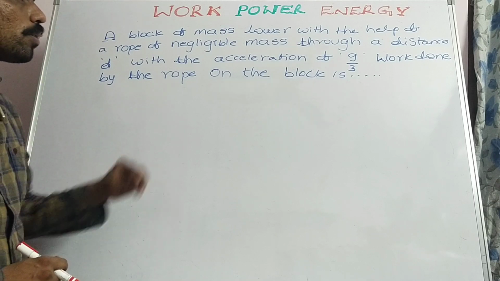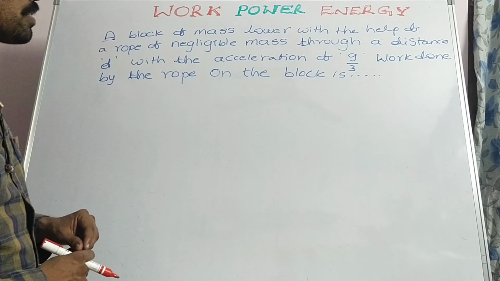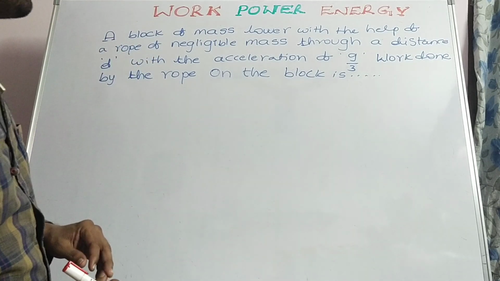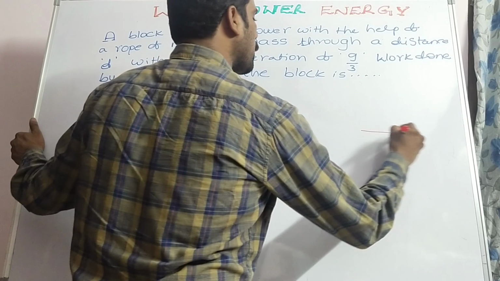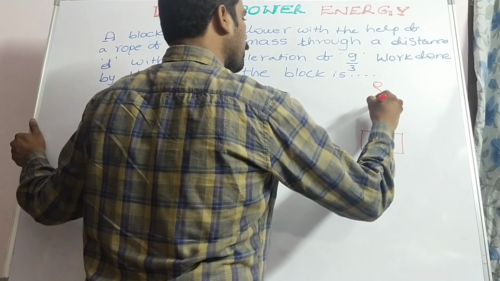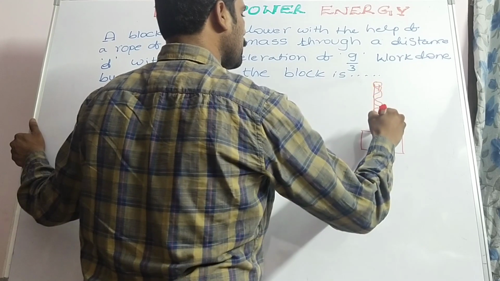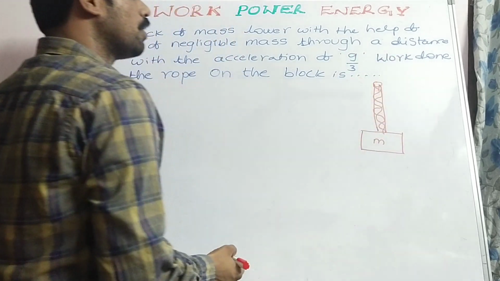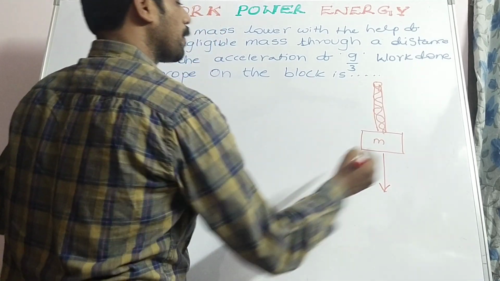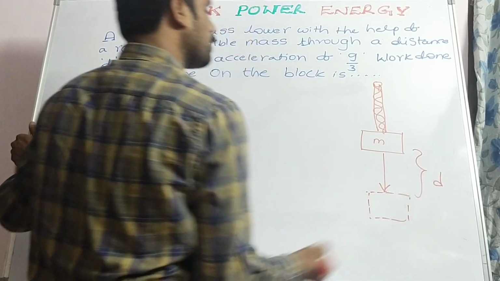Here a block of mass is lowered with the help of a rope of negligible mass through a distance d with an acceleration of g by 3. The work done by the rope on the block is? Let us consider the block of mass m, and here we have a rope of negligible mass, which can be lowered through a distance small d.